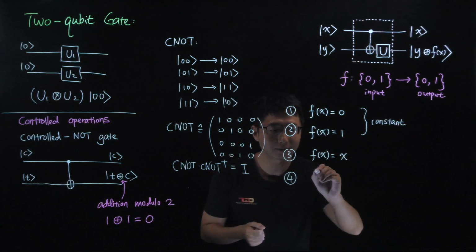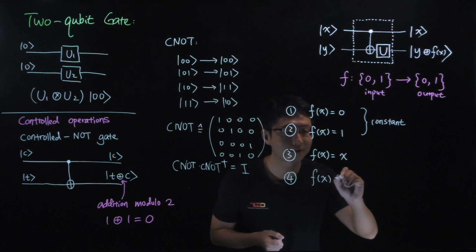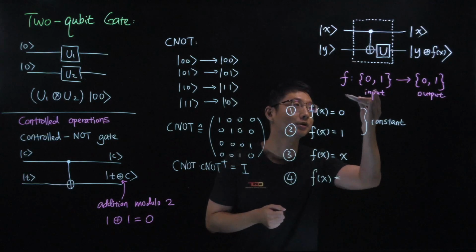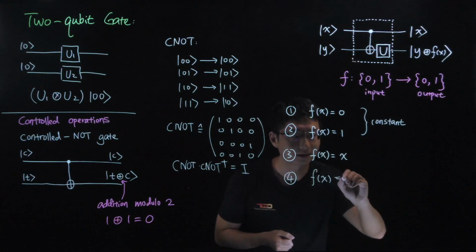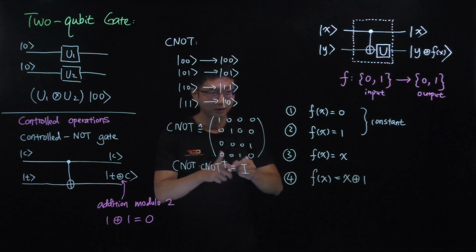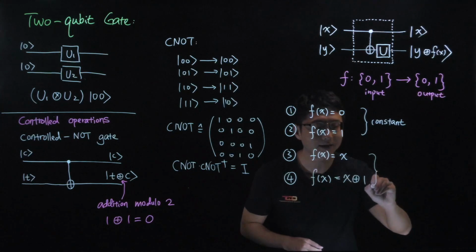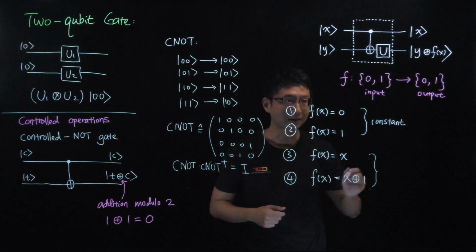And the last type is switching the input. So when x is 0, the output is 1. When the input is 1, then the output is 0. So that is mathematically expressed as x plus 1 modulo 2. And these two are called balanced functions. They have different outputs depending on the different inputs.